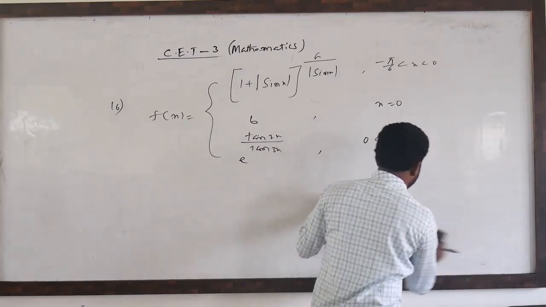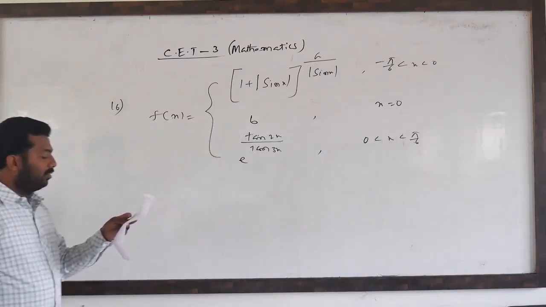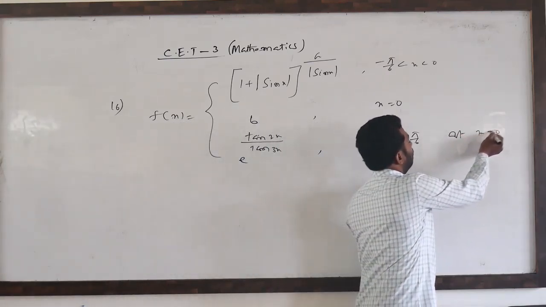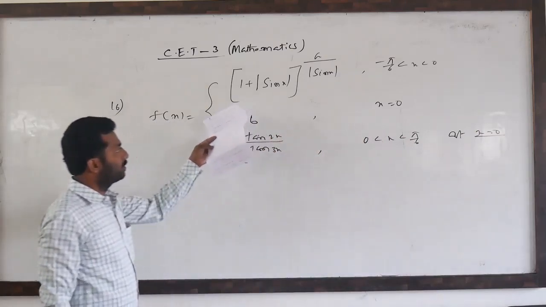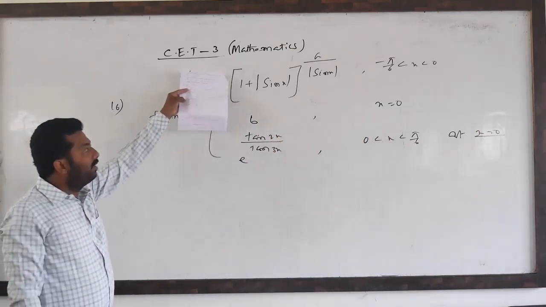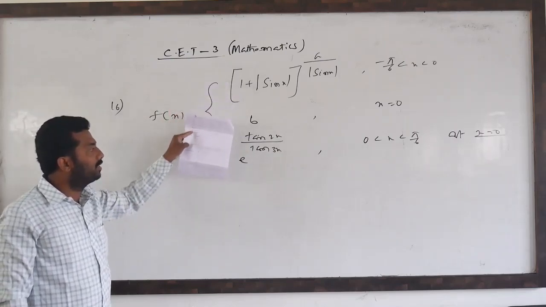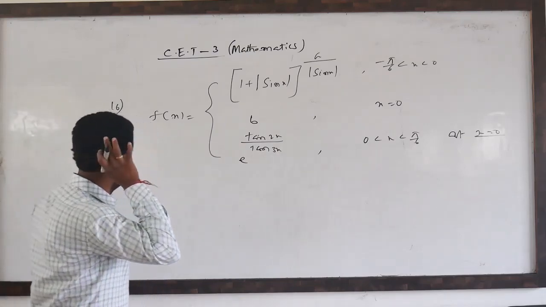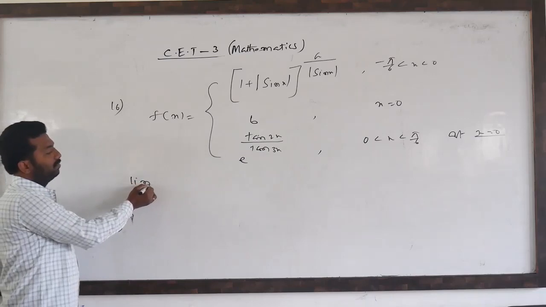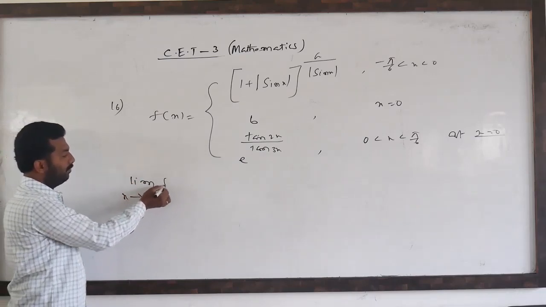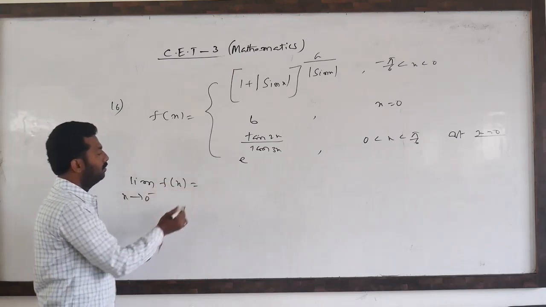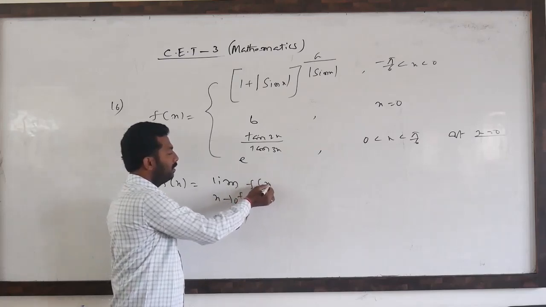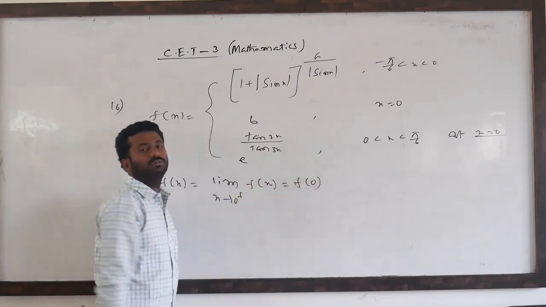How they are asking the question, you observe. f of x is continuous at x equal to 0. This function is continuous at x equal to 0, which means the left hand limit, the right hand limit, and the value of the function, all three values must be equal. We'll see. So limit x tends to 0 minus, the left hand limit, equals limit x tends to 0 plus f of x equal to f of 0.